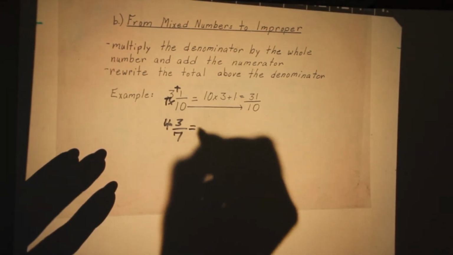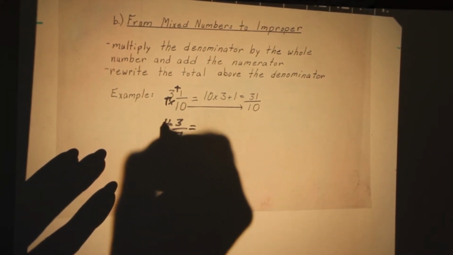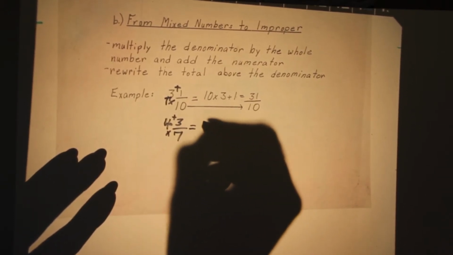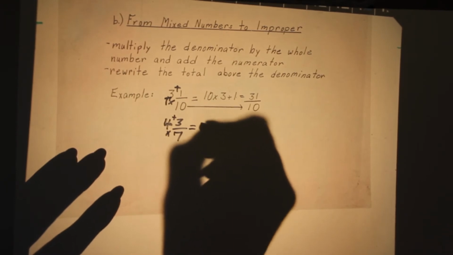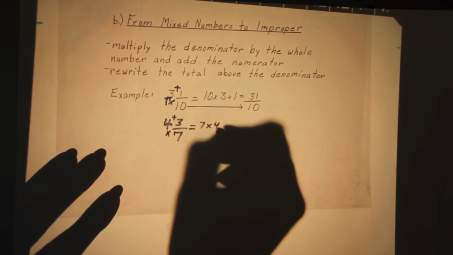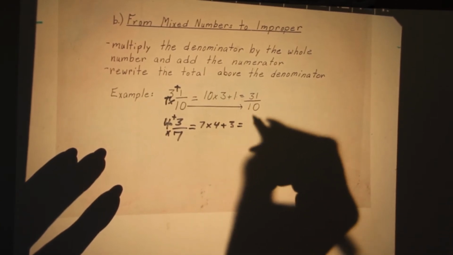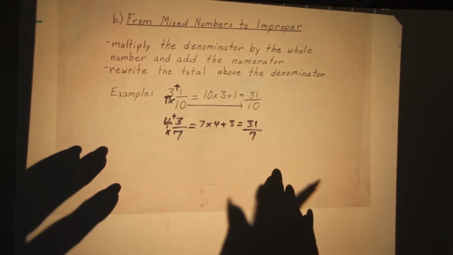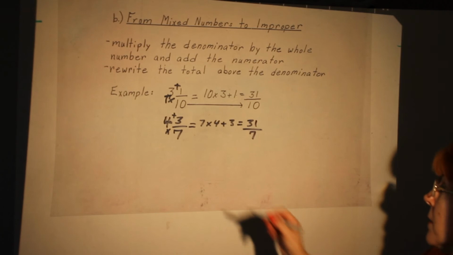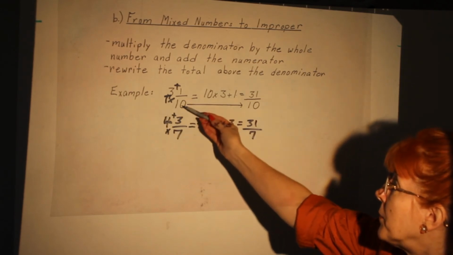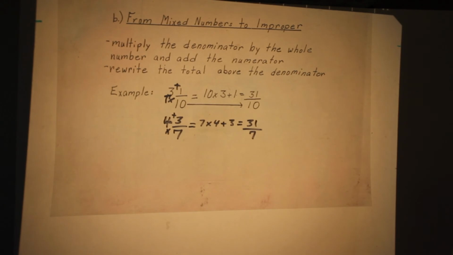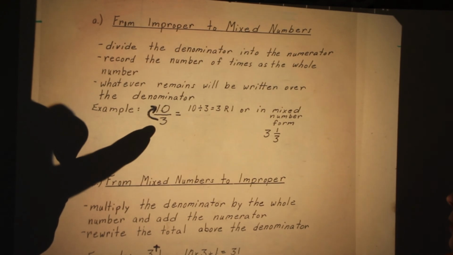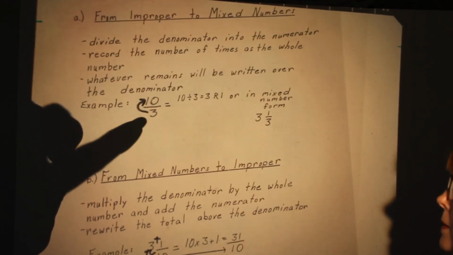So you end up with 7 times the 4 plus the 3. So 7 times 4 is 28 plus 3 is 31. So you end up with 7 times 4 plus 3 equals 31 over top of 7. So it goes from the bottom to the top, from the bottom to the top. Same as when you're doing the division. Here, when you've got an improper to a mixed number, you're going from the bottom to the top.